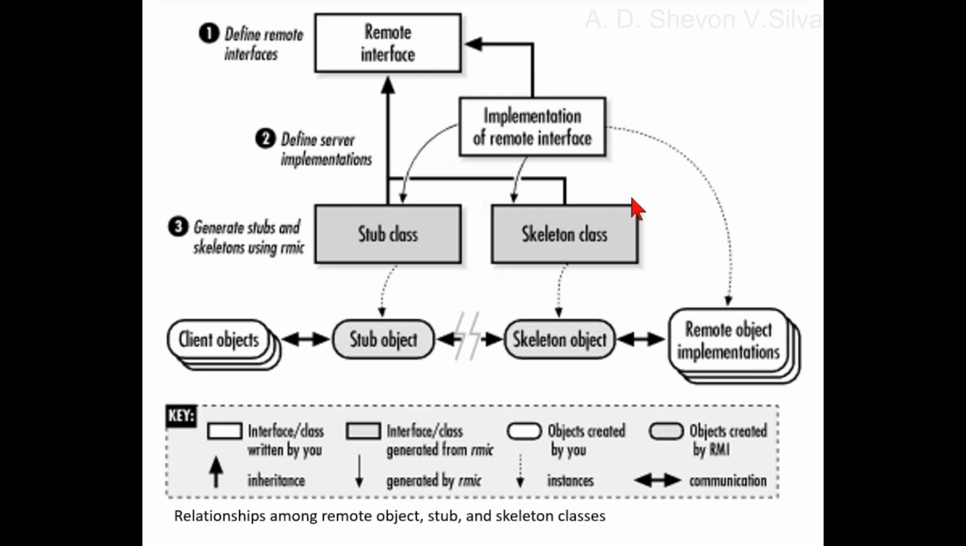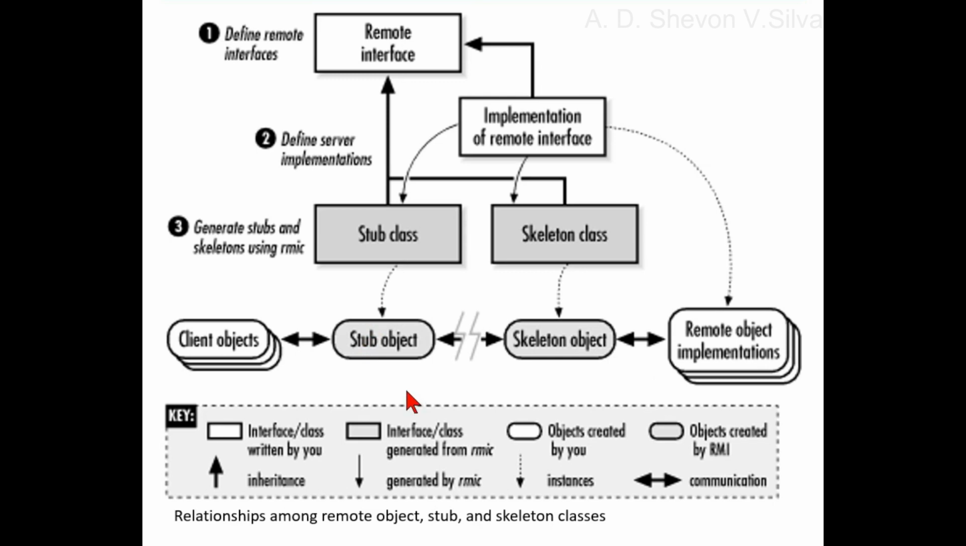RMIC generates stub and skeleton classes that implement the remote interface and act as a go-between for the client application and the actual server object. For the client stub class, the compiler generates an implementation of each remote method that simply packages up, marshals, the method arguments and transmits them to the server.